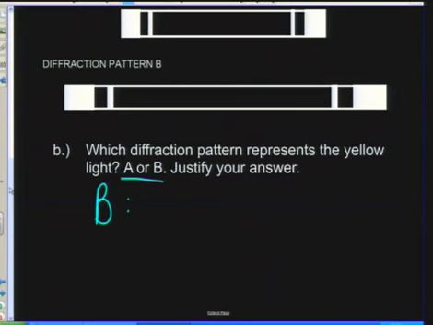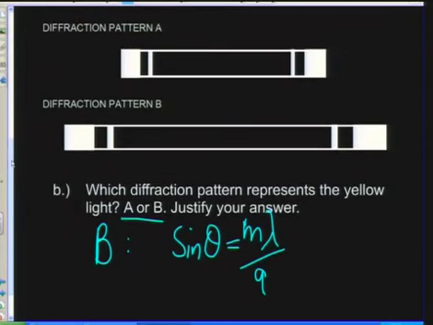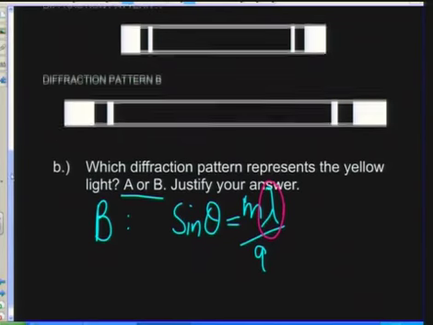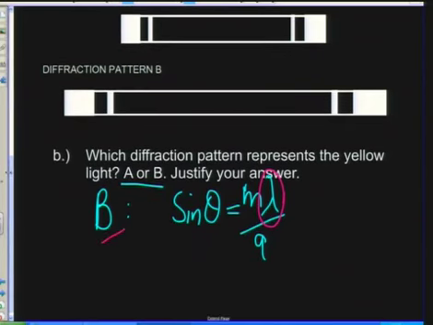Why? Because, look, from this equation here, let me just write it down, we can tell that the largeness of the diffraction pattern is directly proportional to the wavelength lambda. So the one with a bigger wavelength will be the one that gives you that particular diffraction pattern. That's why I went for B there. That's why B is the answer, and that's how you justify it.